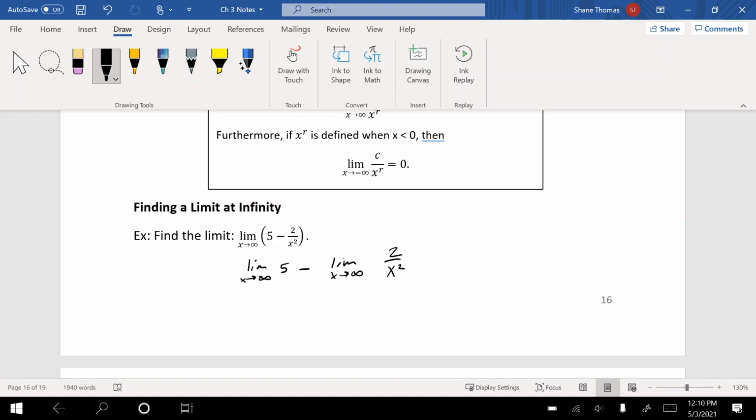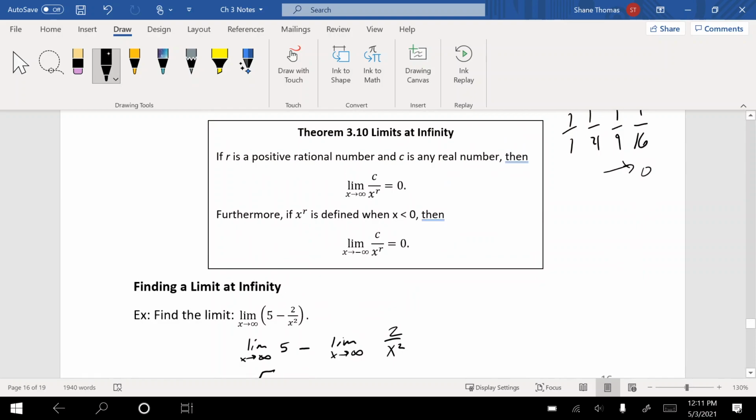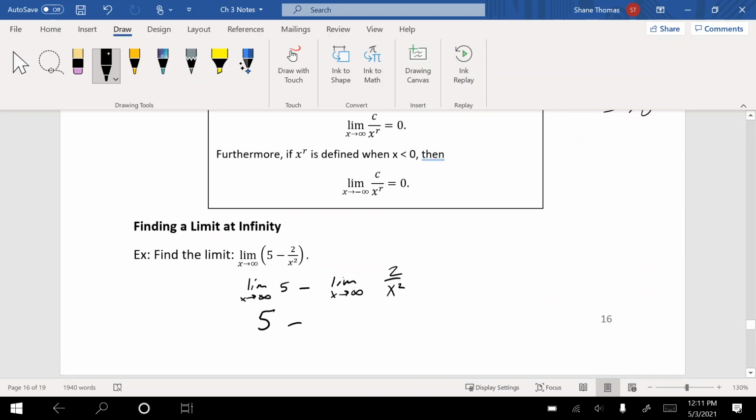But when I split this guy, is 5 any type of function? No, it's just a constant, right? So what's the limit as x approaches infinity of 5? 5. Doesn't change. It's just 5. Now, what's the limit as x approaches infinity of 2 over x squared? Well, we just talked about the infinite limit, right? We got something over x to a power. So what would that limit be? 0, right? So what's 5 minus 0? 5.